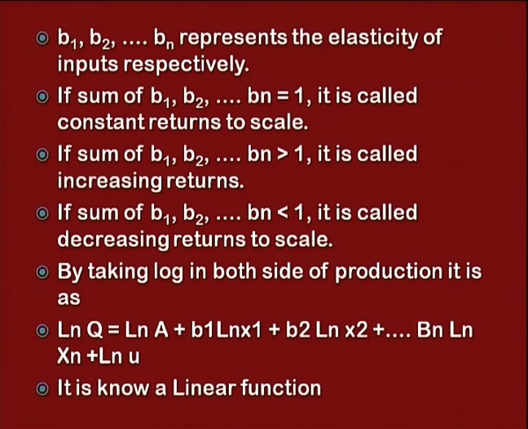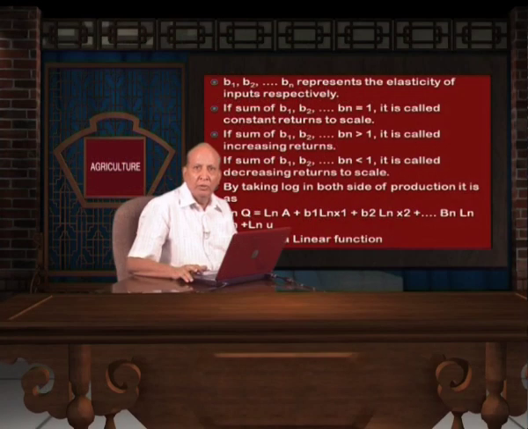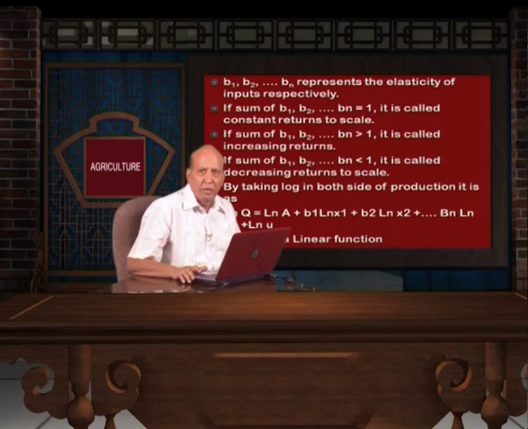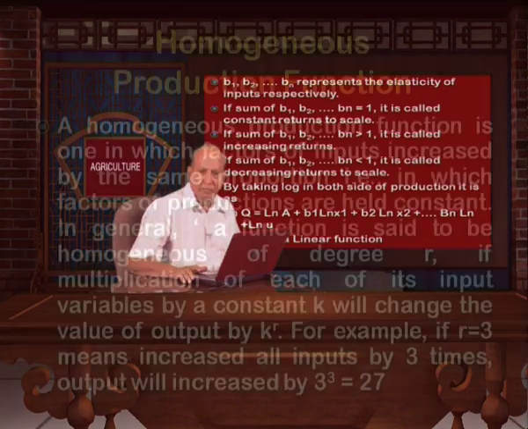By taking log on both sides of the production function, in natural form, there are two types of log, base 10 and natural log. Here we are using the natural log. Natural log Q is equal to the following equation. It is also a linear function. Whenever we talk about increasing, decreasing or constant returns, these can also be used here: if the sum of B1, B2, B3 is equal to or greater than 1, it is called constant or increasing returns.